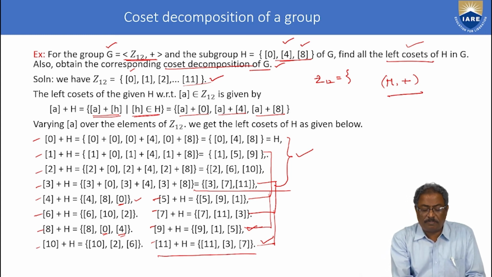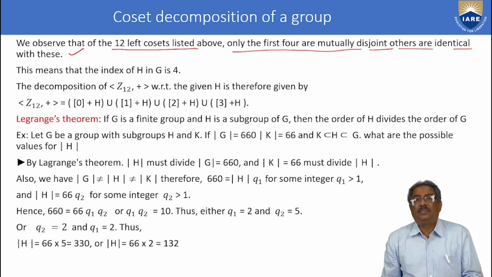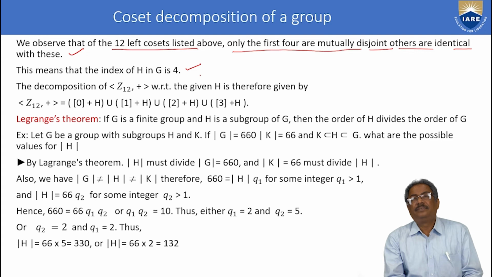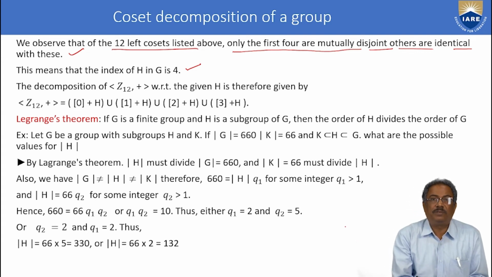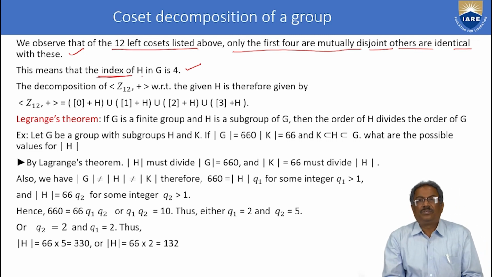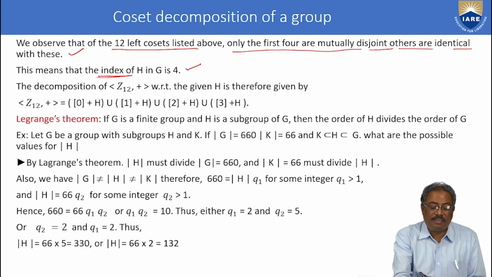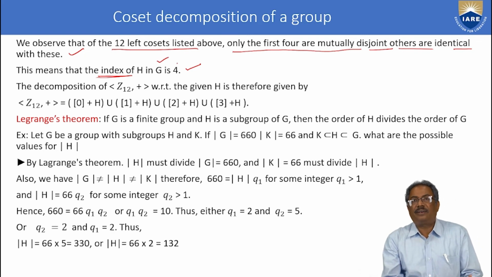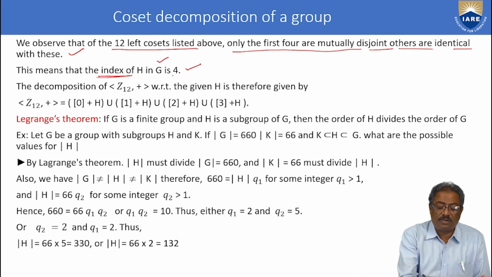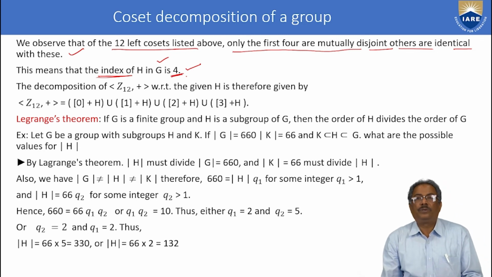The remaining ones, whatever the remaining things are here, observe this, 4 8 0, which is equivalent to this, 6 10 2, which is equivalent to this. So like that, only 4 are disjoint. So we can say that, how many disjoint left cosets will be there? That is nothing but the index of H. So the index of H in G is the number of disjoint left cosets. What is the number of disjoint left cosets? Only 4. Then we are going to write it as 4.